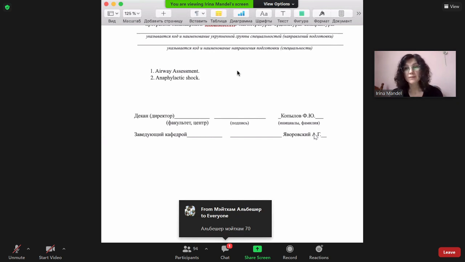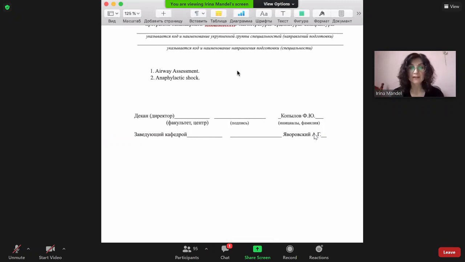So your goal is to not let the patient die. So you should provide the airways assessment. You should maintain the breathing. If the patient doesn't breathe at all, you should provide the intubation of the trachea.